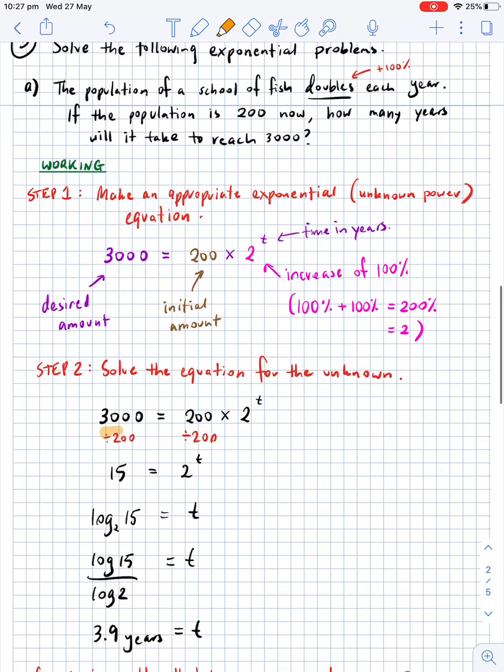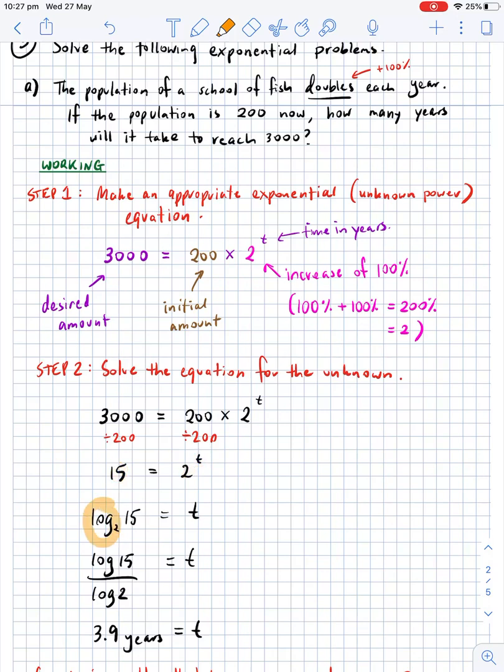Okay, so this is the equation we're trying to solve. So how do we solve this equation? Well, we've got to isolate the 2 to the power of t by dividing by 200. That gets us 15 equals 2 to the power of t. Over here, we've got to rearrange this to get our t as the subject. So t will stay on that side, the 15 will stay on this side, our base will come over here. So remember to keep the t and the 15 on the same side, but just move the base to the other side.